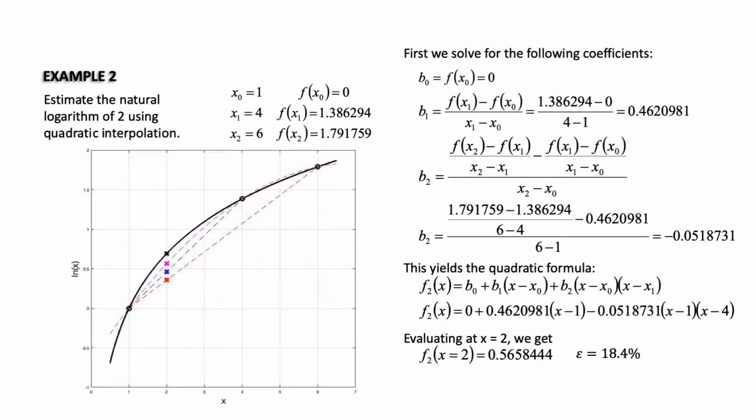Hi everyone, so we're now going to solve example 2, which is actually the same problem as example 1, but the solution requires that we use quadratic interpolation instead of linear interpolation. In quadratic interpolation, the main objective is to determine the curve that is obtained from using this equation. This equation is a quadratic equation, and in order to determine this equation, we need to determine these coefficients b0, b1, and b2. b0 is given by this, b1 is given by this, and b2 is given by this.